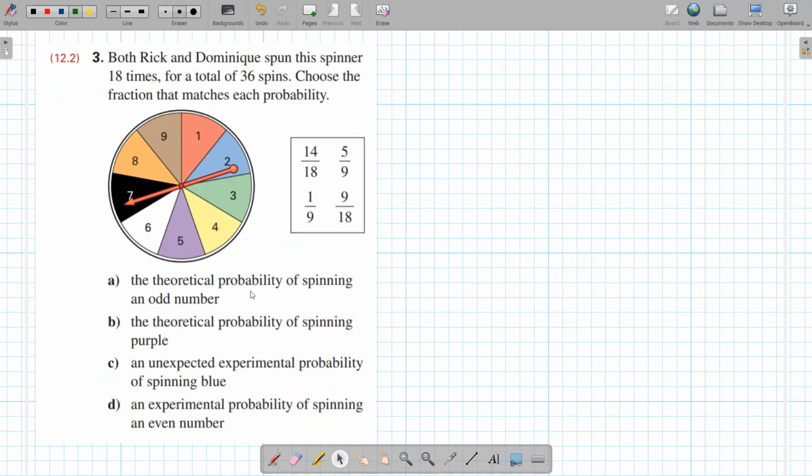Um, 5 out of 9? Yeah. 1, 2, 3, 4, 5, right? So this one's done. The theoretical probability of spinning purple. 1/9?